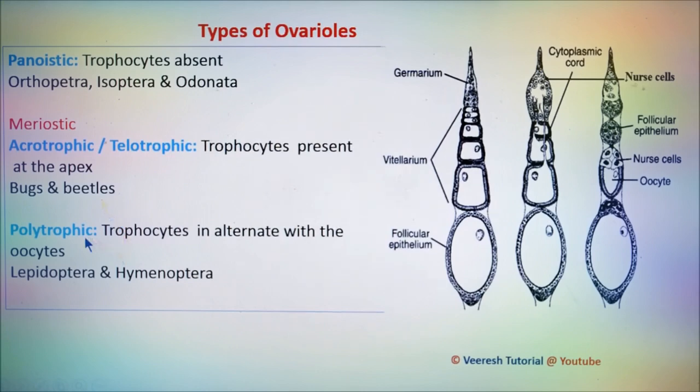The last one is the polytrophic ovariole, where trophocytes alternate with the oocytes. You can see here, these are the nutritive cells and this is an oocyte. Again nutritive cells and oocyte. So the trophocytes alternate with the oocytes. You can see this type of ovariole in Lepidoptera and Hymenoptera.